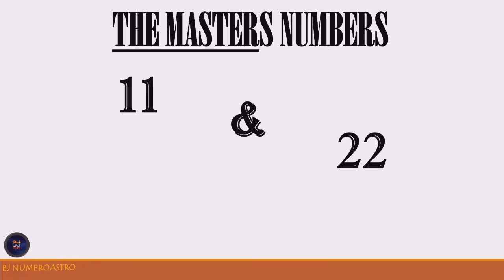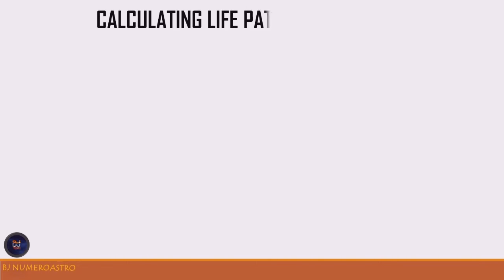22. Normally, 11 we are supposed to reduce to a single digit, 1 plus 1 is 2, no, but we don't do that because it is a master number. 22 also, we don't reduce it to 4, so we leave it as 22. So let's move on to calculating the life path number.